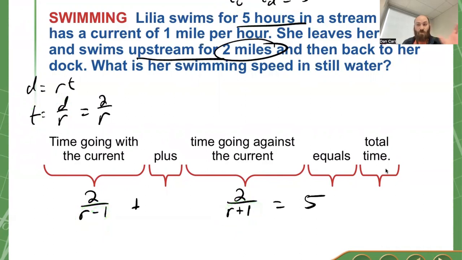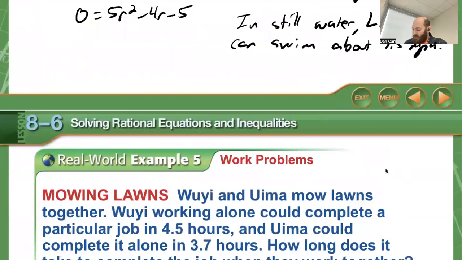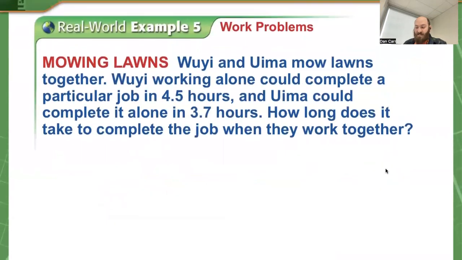Okay, so we're modeling the 2 separate times, but we don't know which each one is, but that's okay because we know in the end it's 5. All right, and I believe, yeah, this should be our last example.